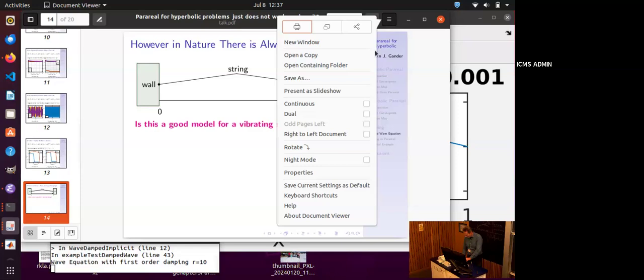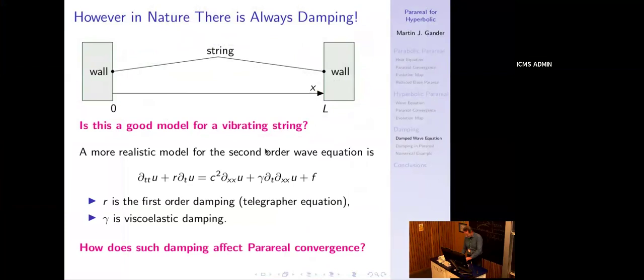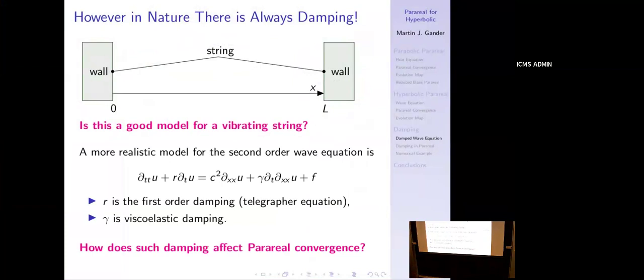So going back to this more realistic problem. This is the first order damping. R is a parameter times d/dt. And this is called viscoelastic damping, d/dt of a Laplacian. This is the one that damps different frequencies differently. If you do a Fourier analysis, you get a k squared here, and then every k is damped according to the size of the frequency of the oscillation. So what does Parareal do if I put this equation now instead of the wave equation?